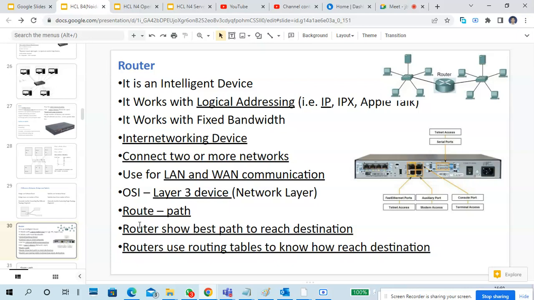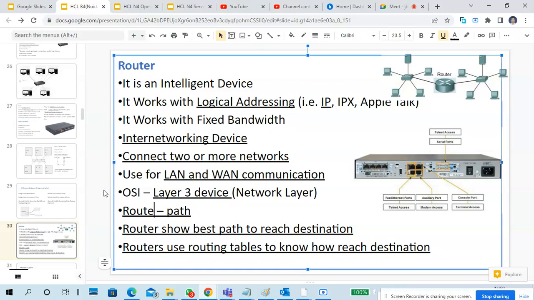Okay, so here is a small part. What is the meaning of route? Route means path, right? You want to go somewhere, and you want to know how to go. That is called a route. The way you go is called a route. We can also call it a path. What is a router? Route means path. Router means the device which shows the path. The router shows the best path to reach the destination.